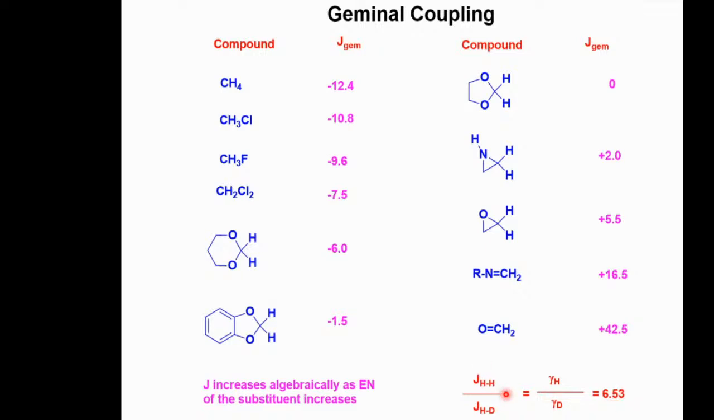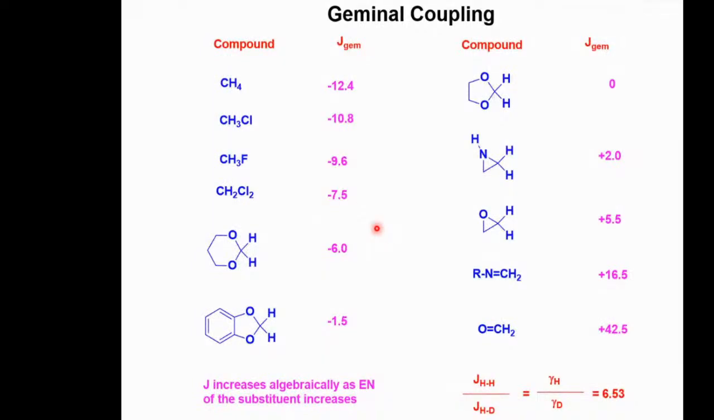So proton-proton coupling is 6.53 times more than the proton-deuterium coupling because of the gamma. Gamma H is 6.53 times the gamma of deuterium, the gyromagnetic ratio. And in the case of geminal coupling, sometimes you observe a negative sign also, which is only of academic interest. That can be explained if we go to the theory behind coupling, which is beyond the scope of our discussion today. But just remember that the sign is not that important here.